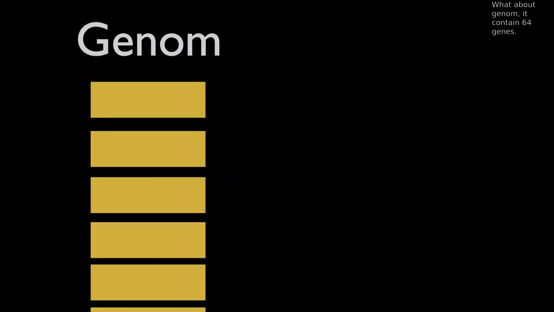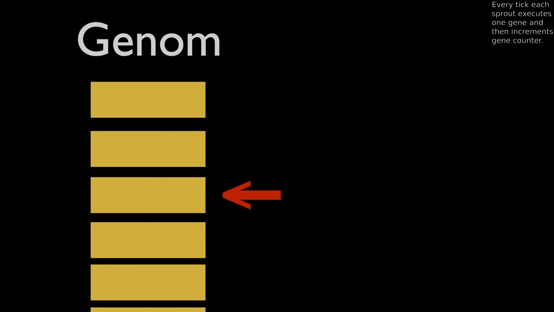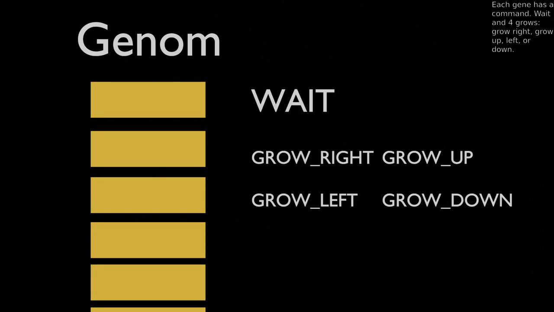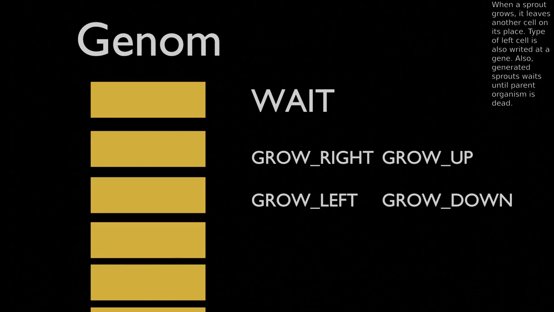What about the genome? It contains 64 genes. Every tick each sprout executes one gene and then increments the gene counter. Each gene has a command: wait, or grow. Grow right, grow up, left, or down. When a sprout grows, it leaves another cell in its place.